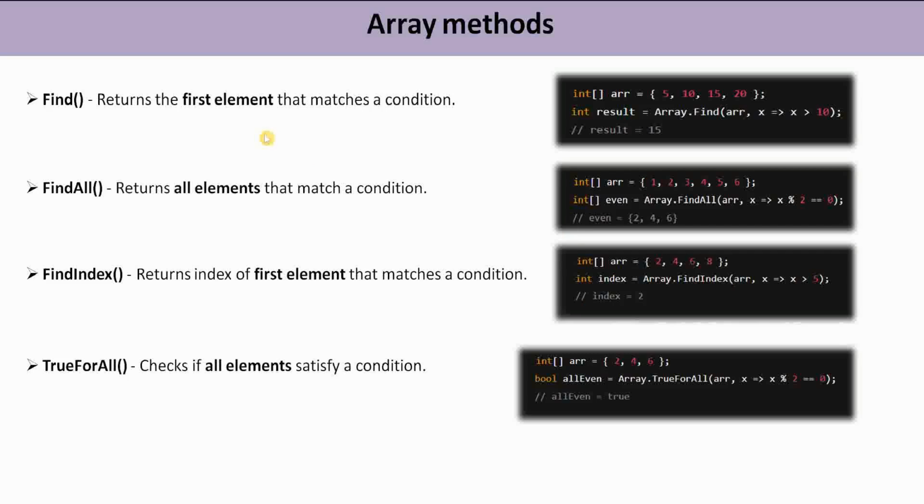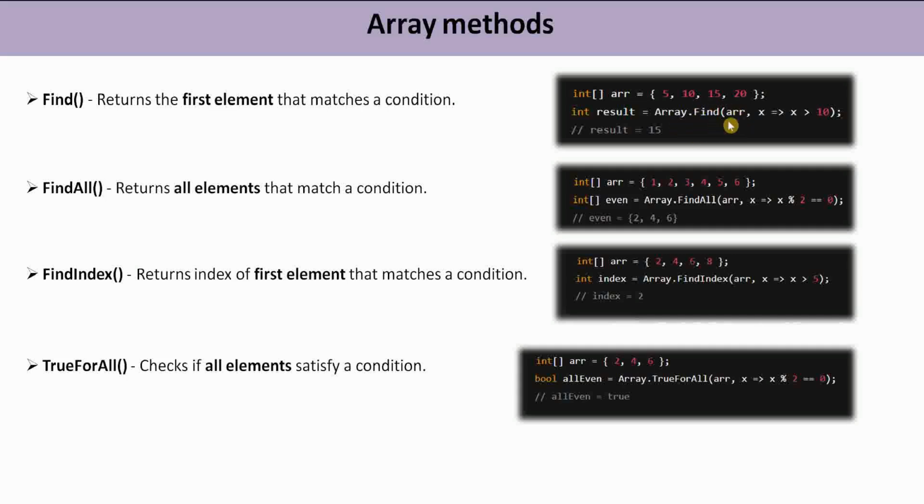Next we have some more methods of arrays. First one we have is the find method. It returns the first element that matches a condition. The find method is about checking whether this element is present in this integer array or not, and we can check it with the find method. It will always give us one element, not all the matching elements. It will always give us the first element which matches in this integer array.